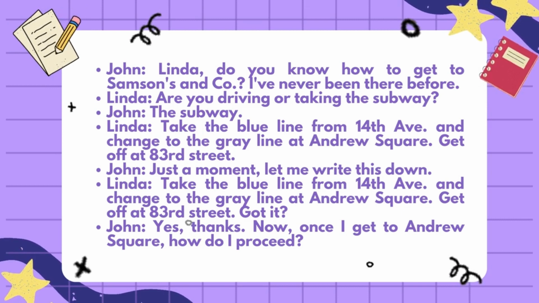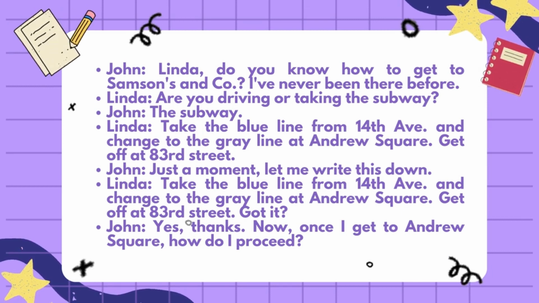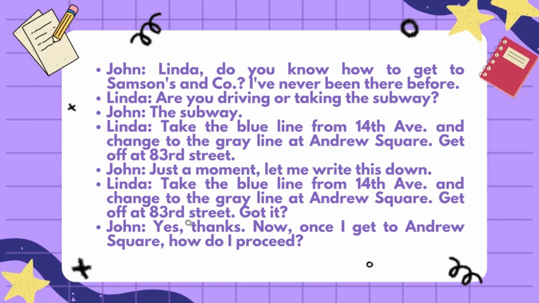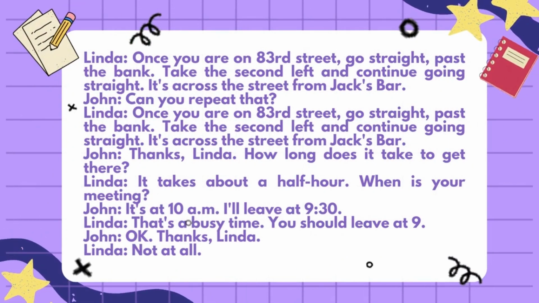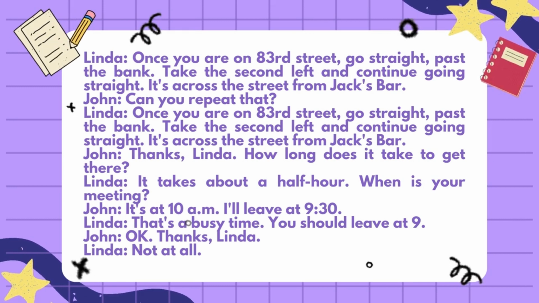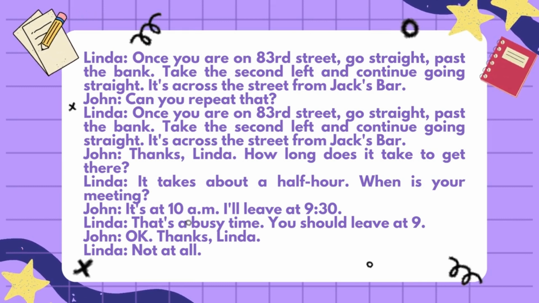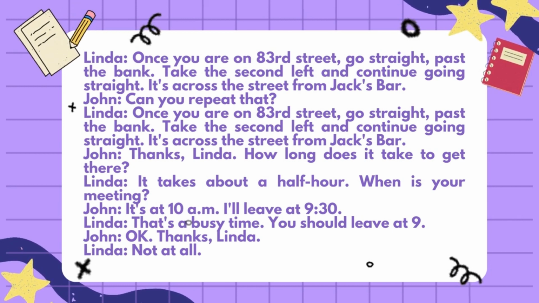Got it? Yes, thanks. Now, once I get to Andrew Square, how do I proceed? Once you are on 83rd Street, go straight, past the bank. Take the second left and continue going straight. It's across the street from Jack's Bar. Can you repeat that? Once you are on 83rd Street, go straight, past the bank. Take the second left and continue going straight. It's across the street from Jack's Bar.